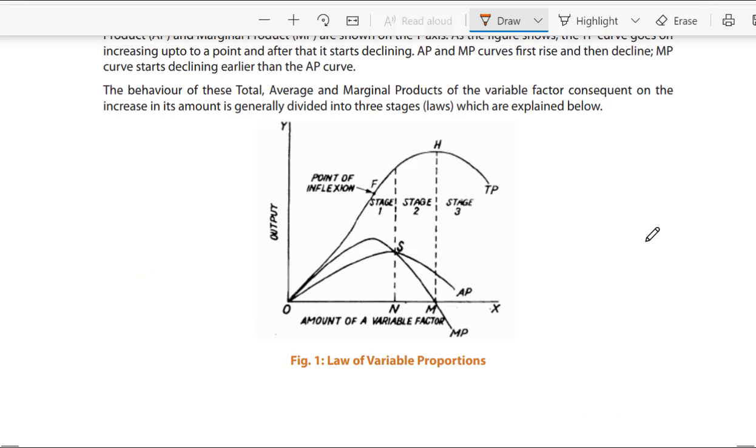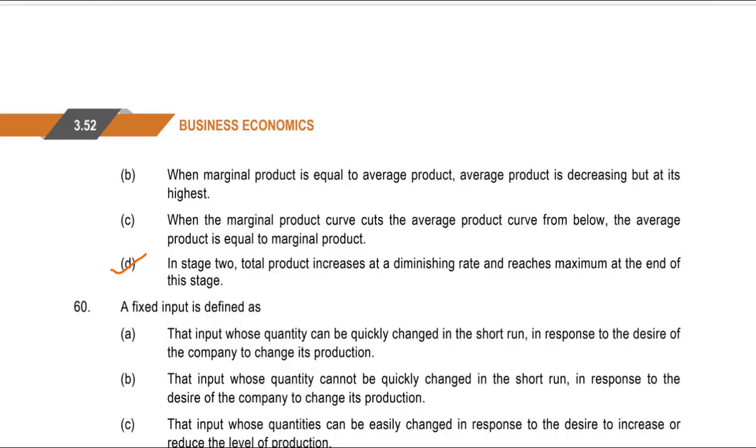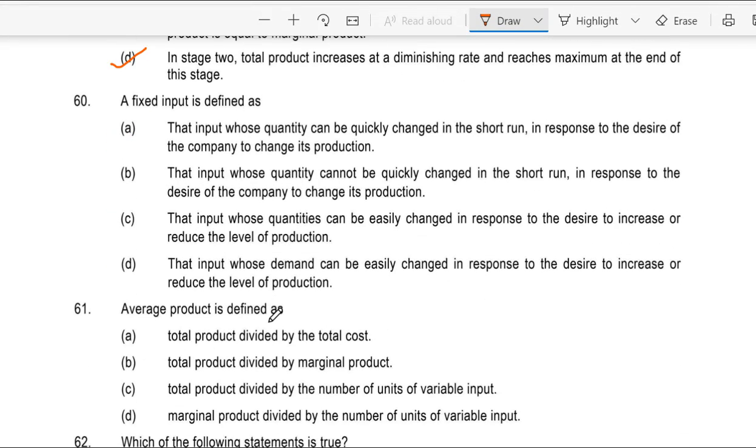Just see this diagram. At stage 2, the total product is at maximum and after that it started decreasing. So the answer is D. Let us see question number 60 now.